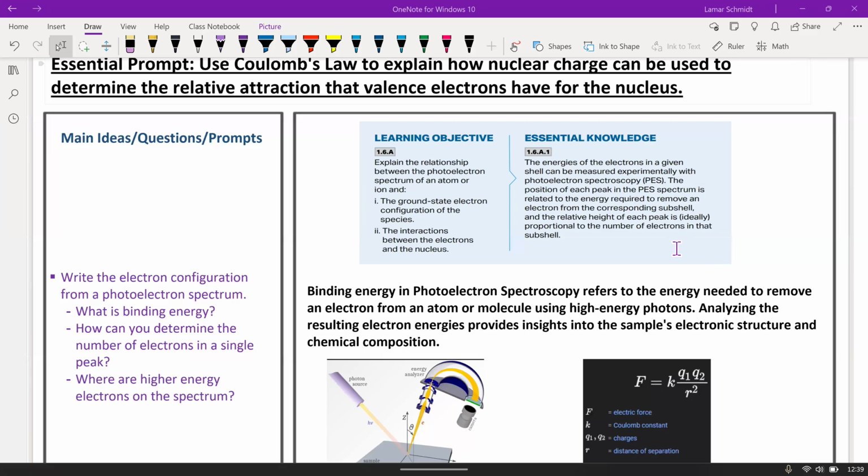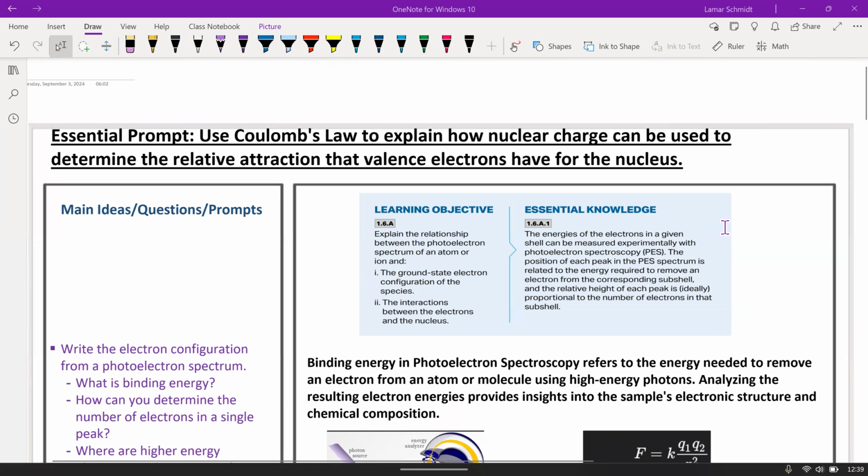All right, welcome to AP Chemistry. We're looking at Unit 1.6, and our essential prompt is to use Coulomb's law to explain how nuclear charge can be used to determine the relative attraction that valence electrons have for the nucleus.